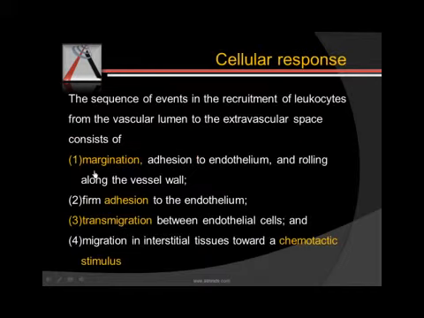Next we come to the cellular response. In the cellular response, our first step is the margination.